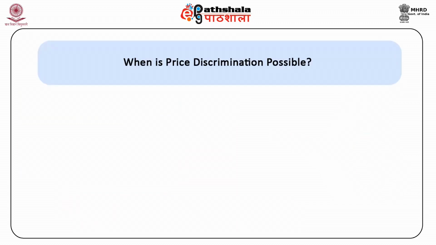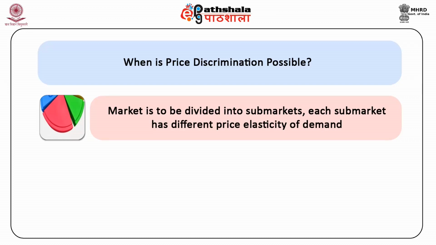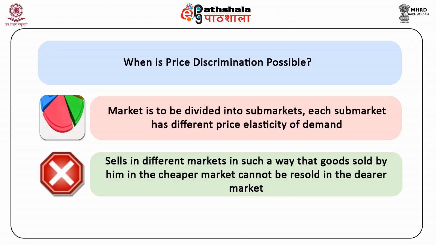When is price discrimination possible? In order to practice price discrimination, two necessary conditions need to be fulfilled. First, the market is to be divided into sub-markets and each sub-market has a different price elasticity of demand. And second, he sells in different markets in such a way that goods sold by him in the cheaper market cannot be resold in the dearer market.